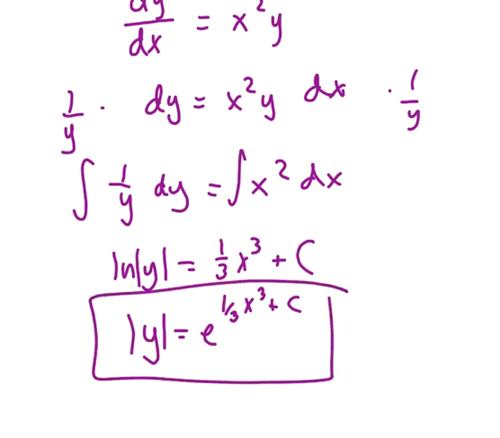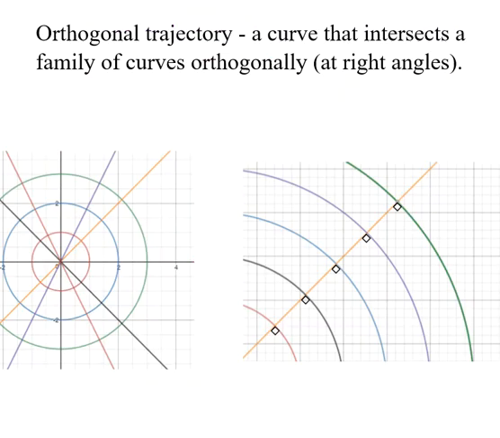One last thing to talk about, and that is orthogonal trajectory. It's a curve that intersects a family of curves orthogonally, at right angles. So you see here I have a bunch of circles. That's a whole family of functions with different radii. And these lines that I have drawn in all intersect those circles at 90 degrees.